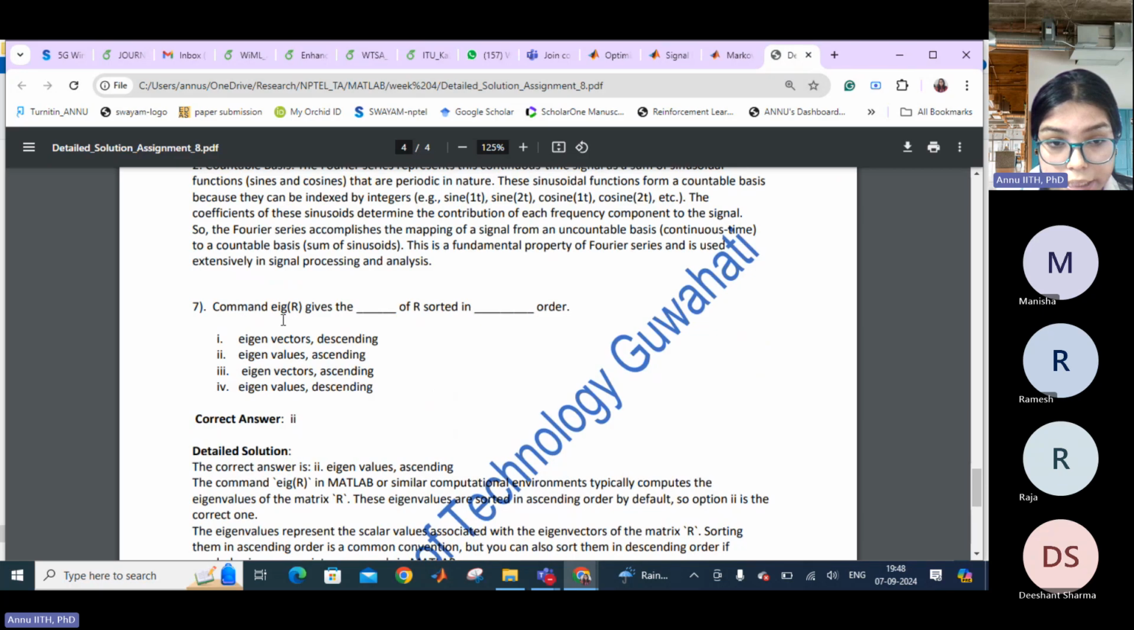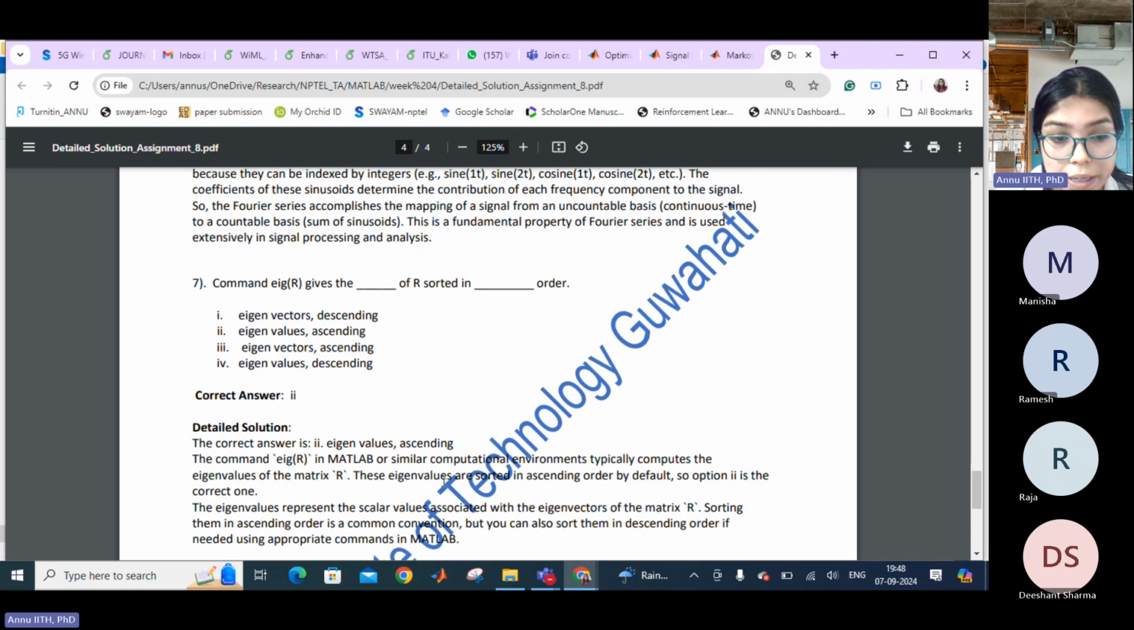The command eig gives the eigenvalues as stored in the order of ascending. It will start from 0 to n. It is actually giving the vector. The command eig typically computes the eigenvalues of the matrix R.